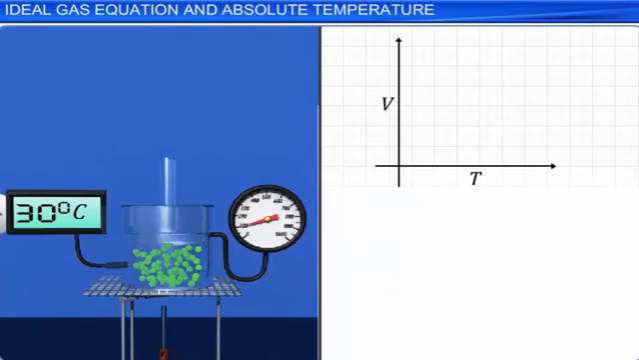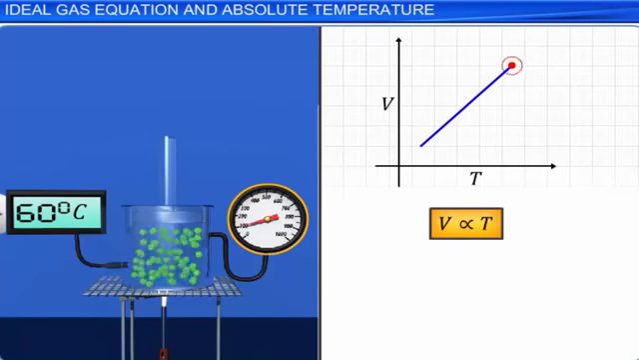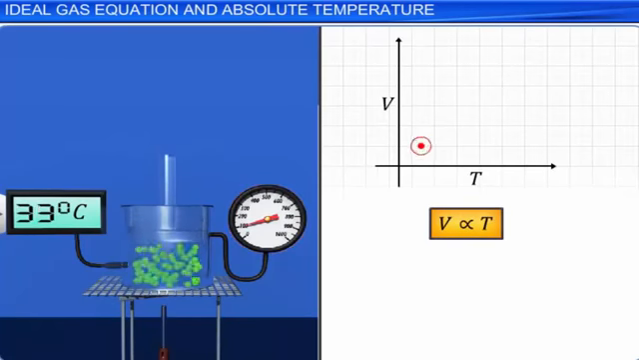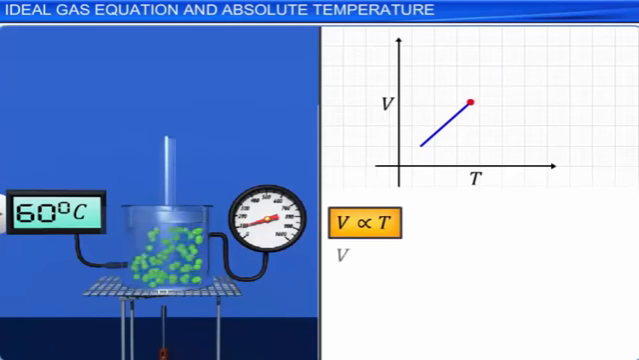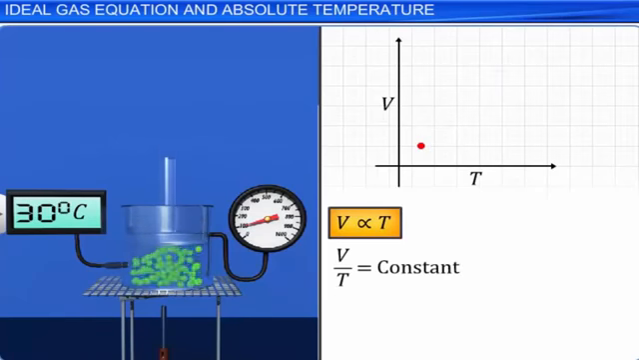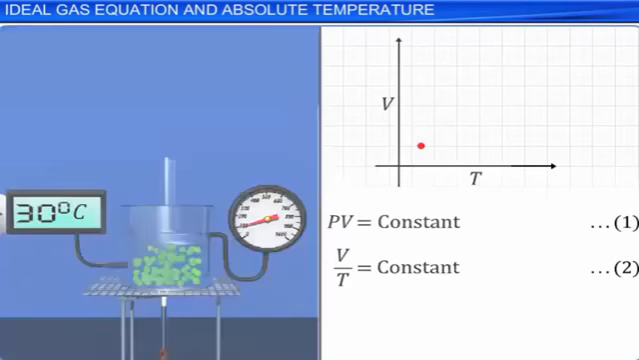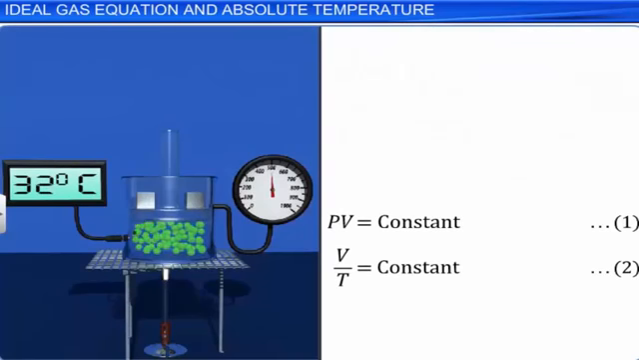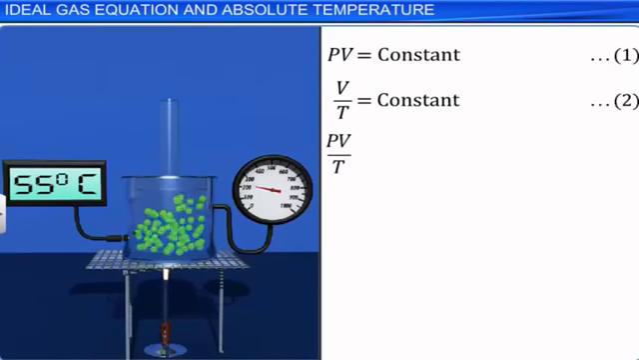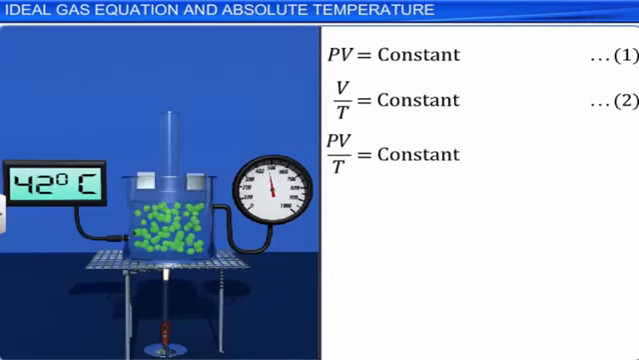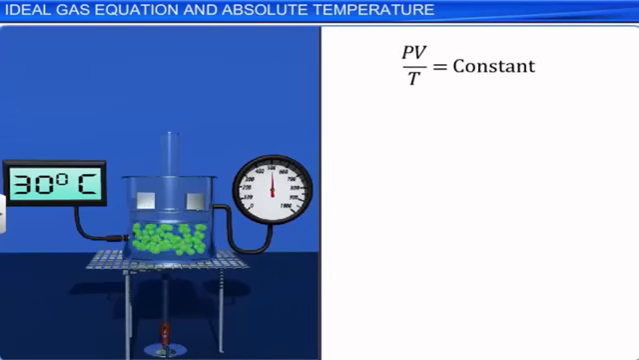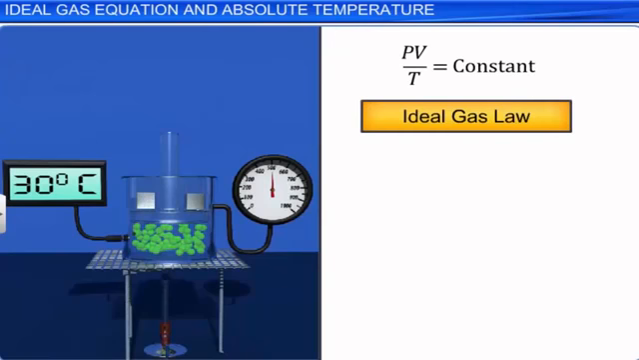According to Charles' law, at constant pressure, the volume of a given mass of gas is directly proportional to its temperature T. Therefore, V by T is constant. On combining equations 1 and 2, we get PV by T is equal to constant. This is known as ideal gas law.